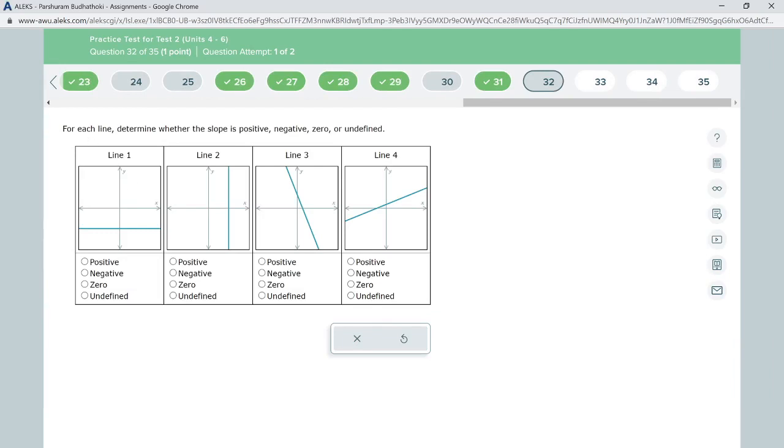For each line, determine whether the slope is positive, negative, 0, or undefined. Look here. This is a horizontal line. The slope is 0 because it's not changing. Slope means rate of change, but it's a constant function, nothing is changing. Whenever you have a vertical line like this, the slope is always undefined. If you walk from left to right and your line is going down, the slope is negative. If your line is going up, the slope is positive.